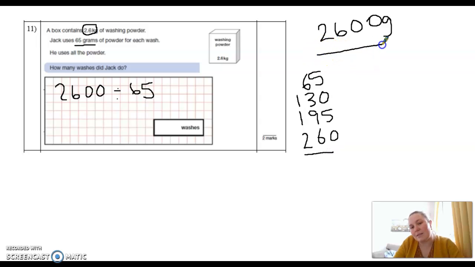I want 2,600. So I can just times that by 10. So this was 65 times 1, 2, 3, 4. And then I need to times it by another 10. So 4 times 10, 40 washes. And if you wanted to check your answer, you could by doing 65 times 40, and you should get 2,600. So well done if you got that right.